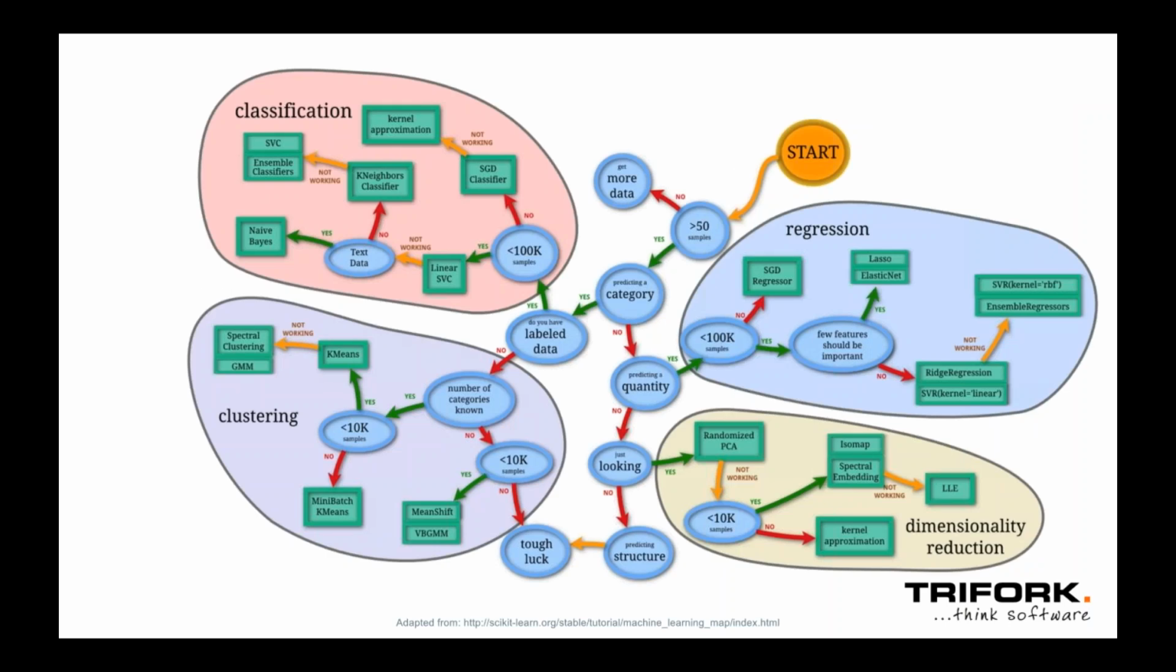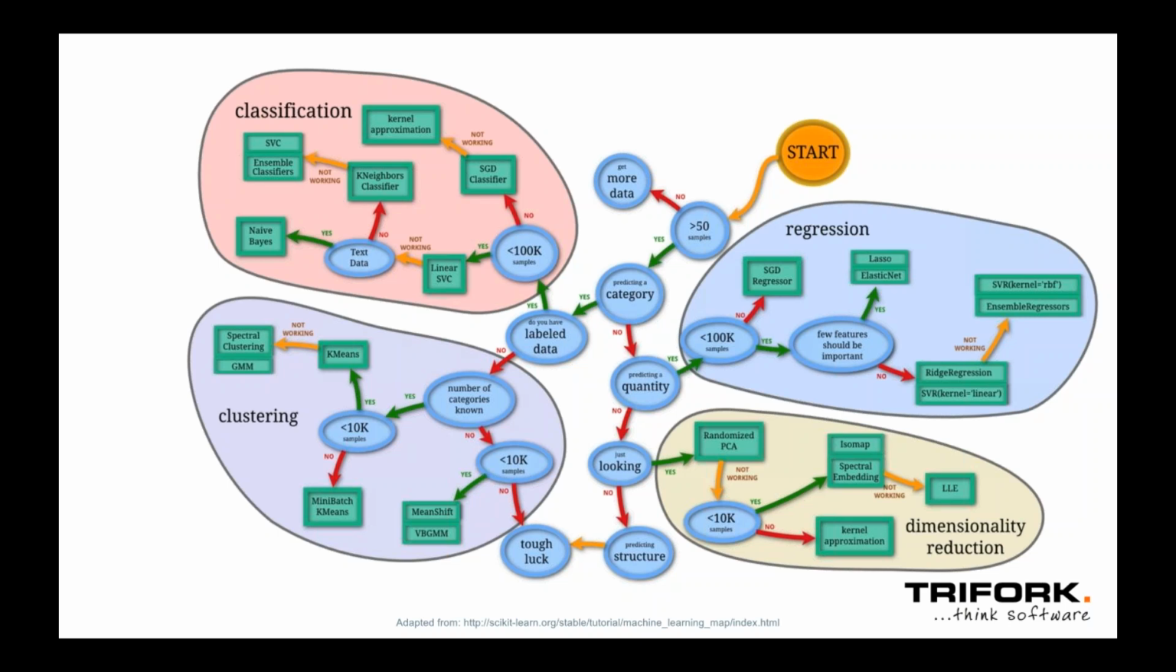For this, we use a handy graph made by the good people at scikit-learn, which is one of the frameworks I'll be talking about later on as well. It's actually a roadmap on the different types of machine learning that are there. So we start at the right top at the orangish start circle. And the first step is, if we have less than 50 samples, we need to get more data.